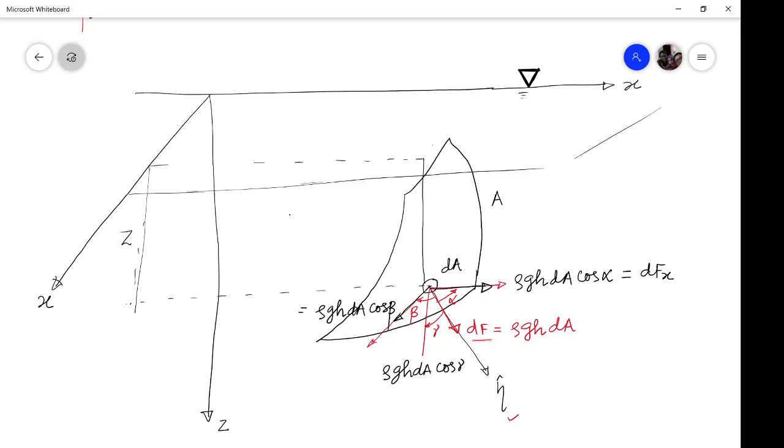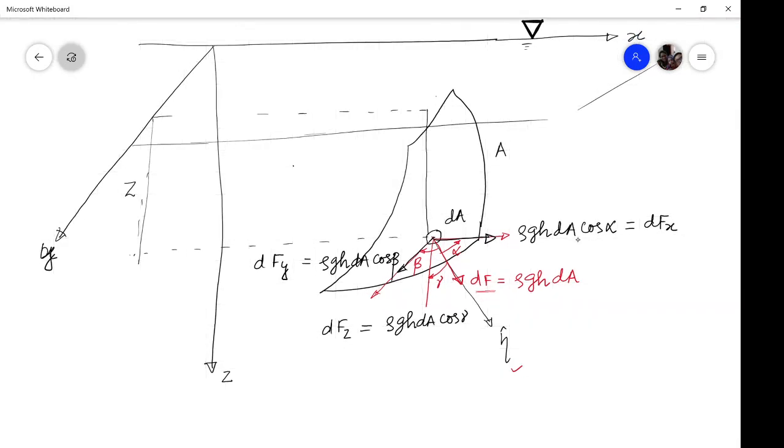This is y. This is the y component of force, and this is the z component of this force. Okay, I hope this is clear to you. Now, if you look very closely, what is this dA cos alpha? dA cos alpha is the direction cosine of this small area.